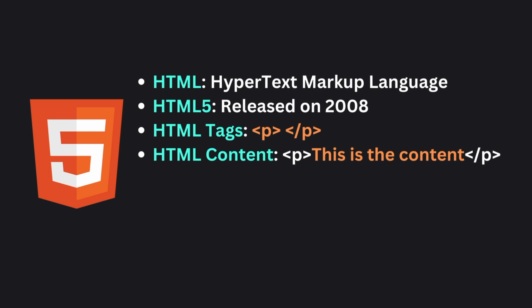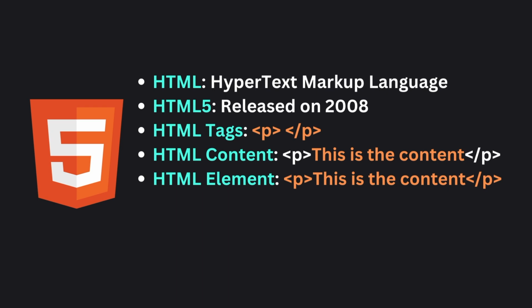What is HTML content? HTML content is what we place inside the tag. For example, inside the paragraph, we place the content. So this is the HTML content. An HTML element is the combination of tag and content. It's this whole thing with the opening tag, the content inside, and the closing tag.